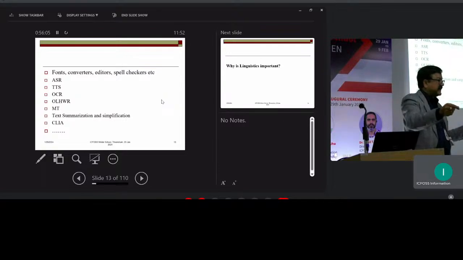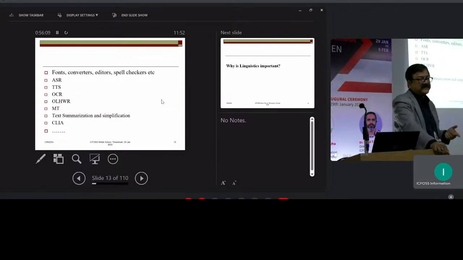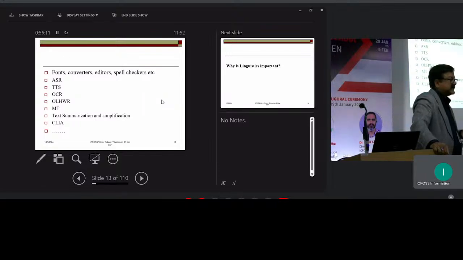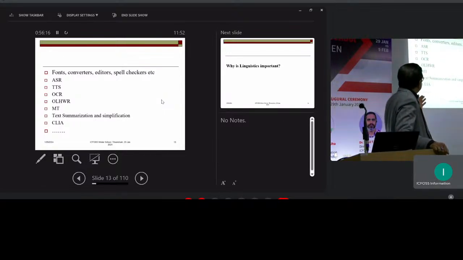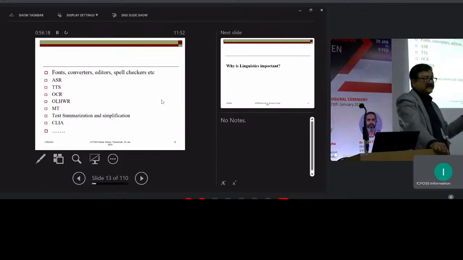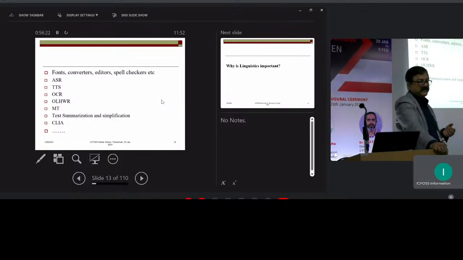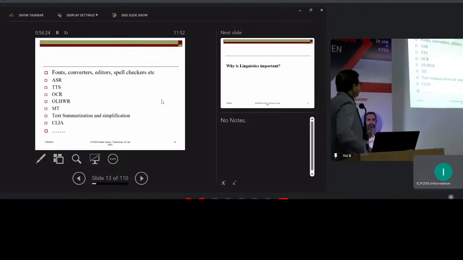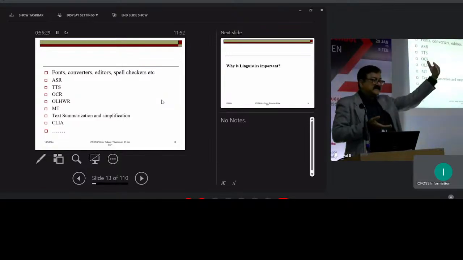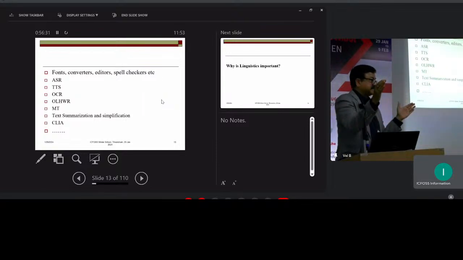You write on a tablet in hand, write on a mobile in hand, the machine is going to do that. I did a project in this area for Microsoft as a consultant. Machine translation, all of you know that it has matured now. It has become much more useful. Machine translation, and text summarization and simplification. You summarize the text and you simplify the text.